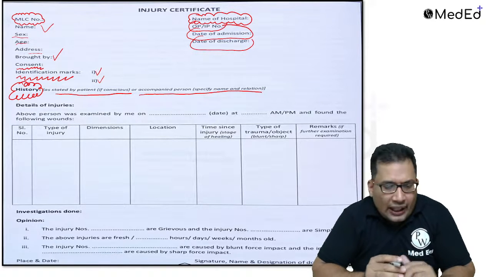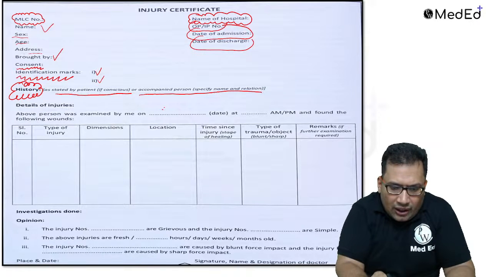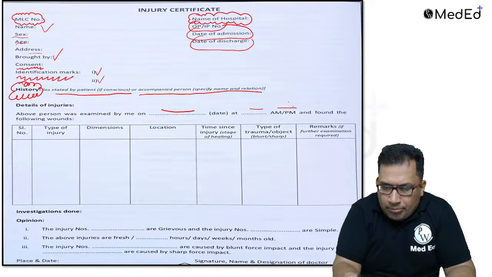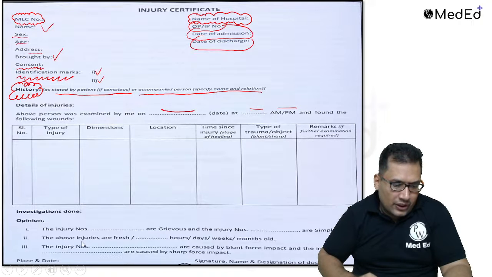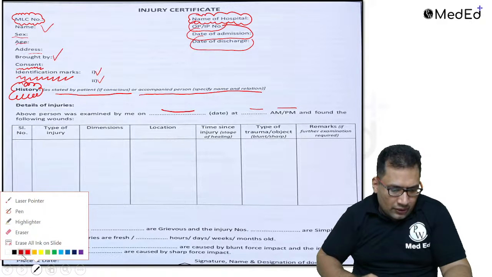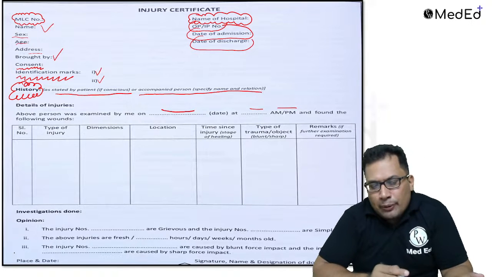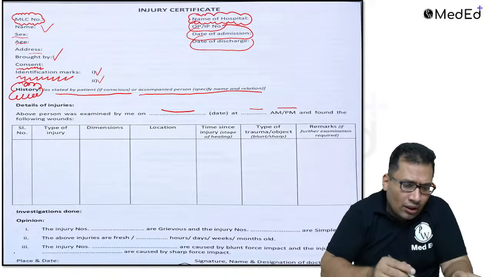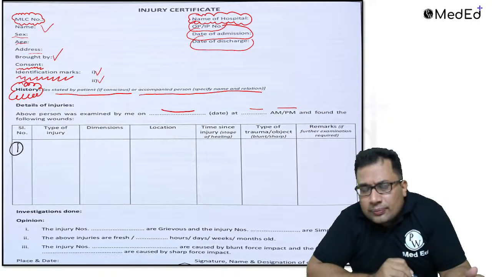Before that, one line: the person was examined by me on date. You need to write the particular date, AM or PM. Found the following wounds. This is the standard pro forma. You need to write serial number, type of injury, dimension, location, time since injury, type of trauma or object, remark. You need to write the serial number 1, 2, 3, 4 like that.